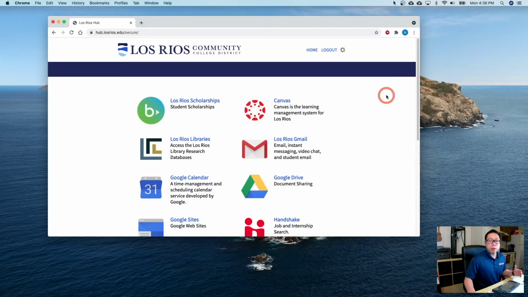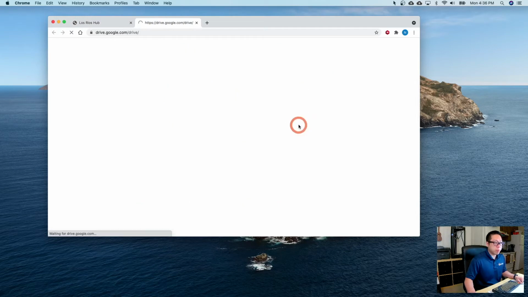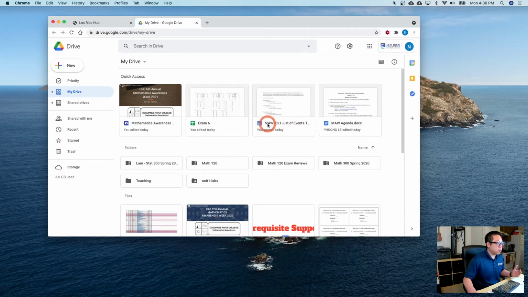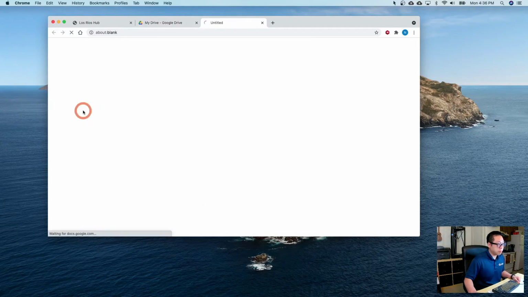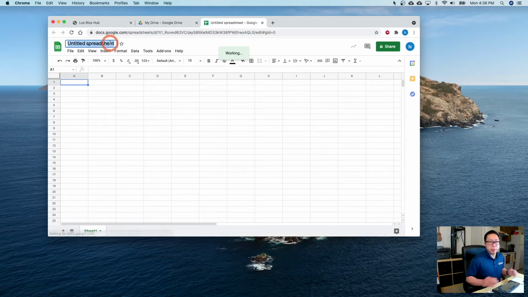All right, here I am on the single sign-on that you use to log on to Canvas, but instead of going to Canvas, I'm going to go into Google Drive. You can also use Microsoft Excel if you prefer that. So once I'm in Google Drive, I'm going to go to New. Now click on Google Sheets. And I'll name this two means. It doesn't matter what you name it.